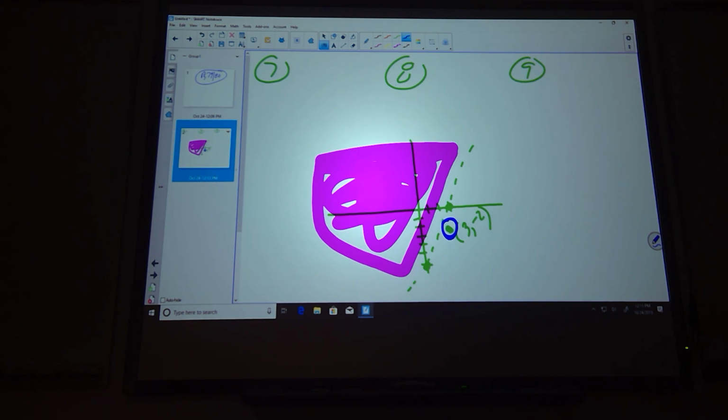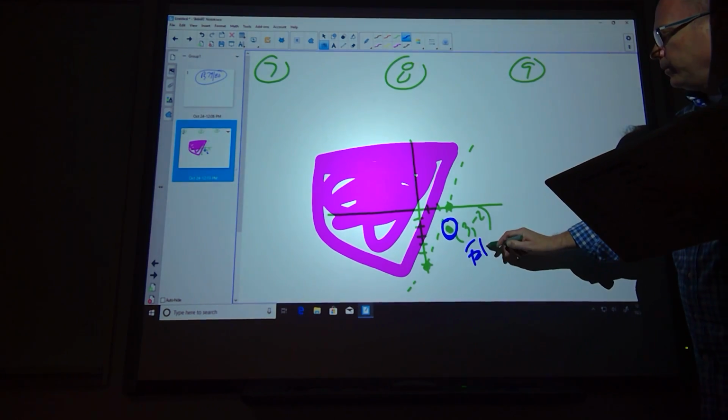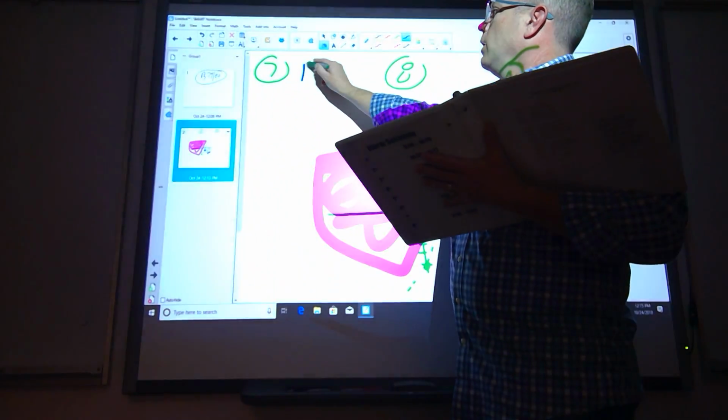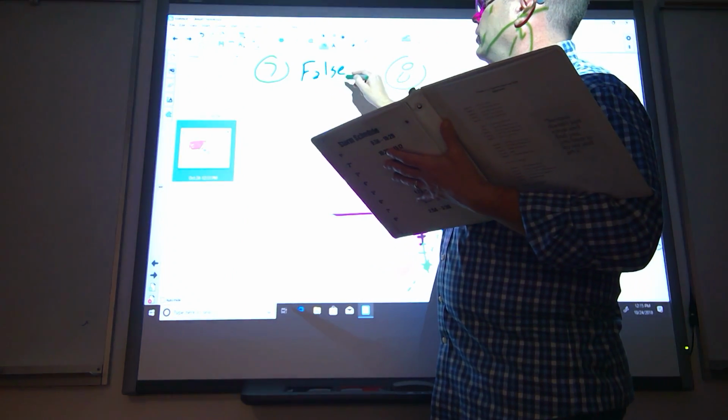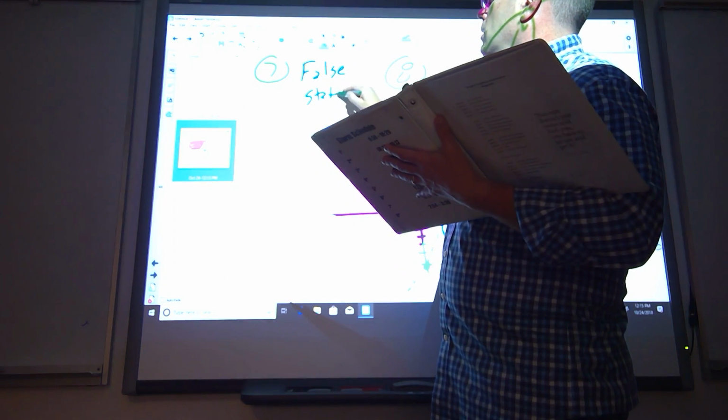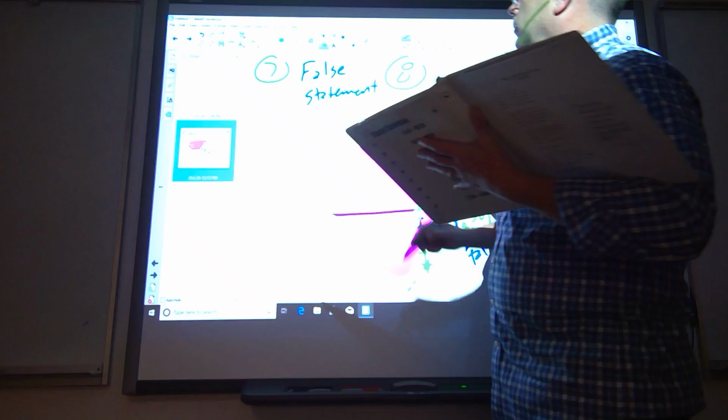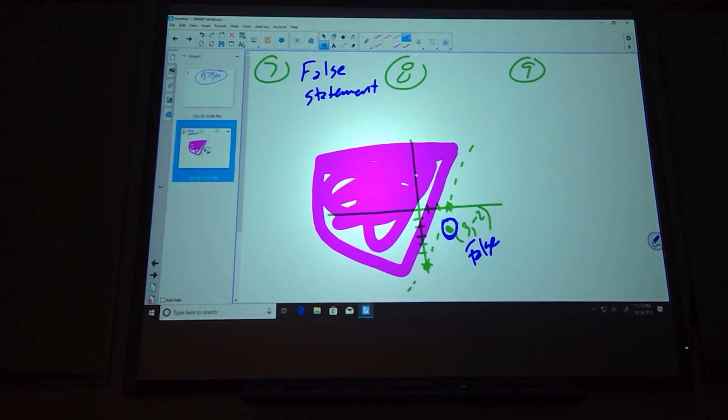So what do you think? If I were to plug that point that's not in that shaded region, would it give me a true or a false statement? False. So this gives a false statement out here. So why doesn't this work? Because it would have given me a false statement. That's all that would have been.